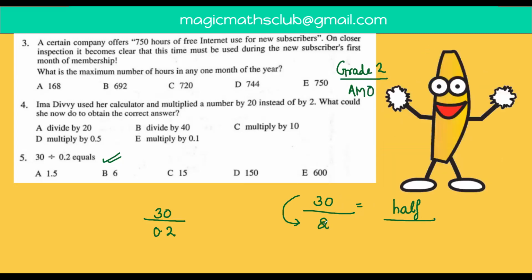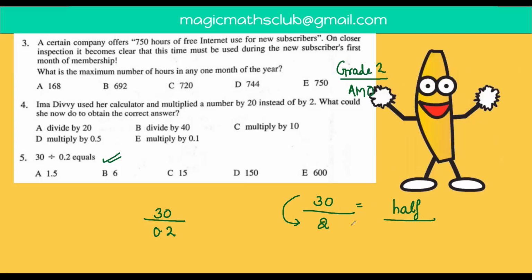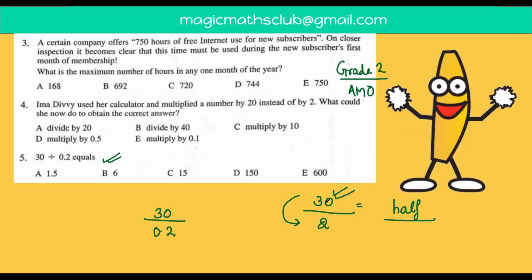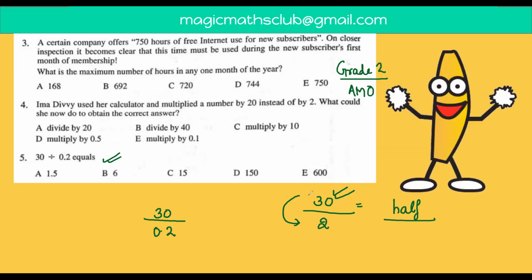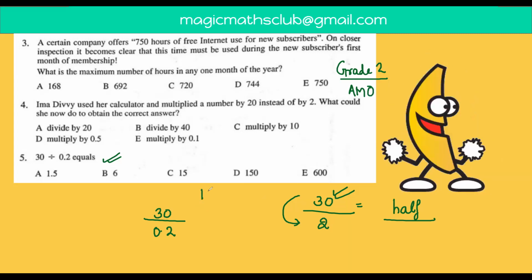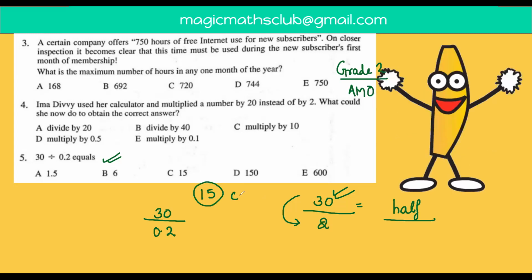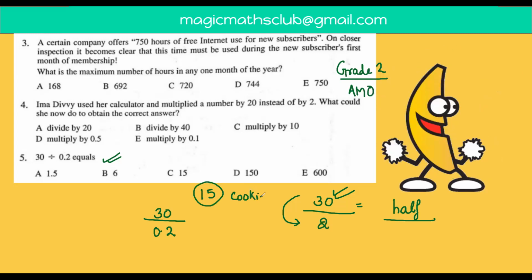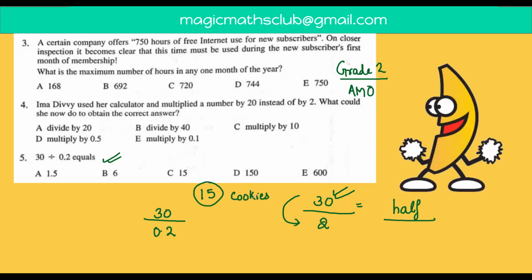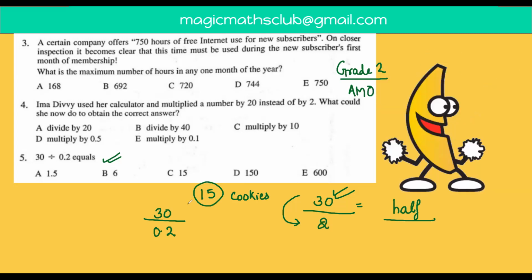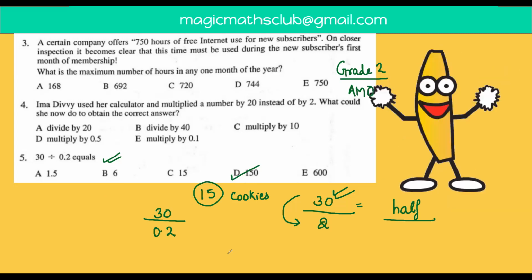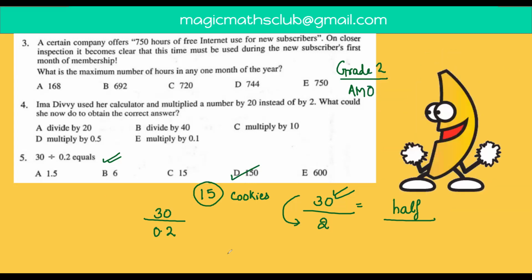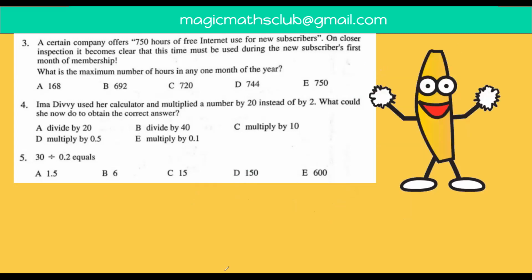So 30 divided by 0.2. First you teach them 30 divided by 2. It means half the number. So suppose you have 30 cookies and you are making half. The child will easily understand that it will be 15 cookies. And now it is to be divided into 1/10 parts. You can easily explain by a model. So it will give you 150. So a model helps a small child to understand more. So try using models when you are teaching small children.